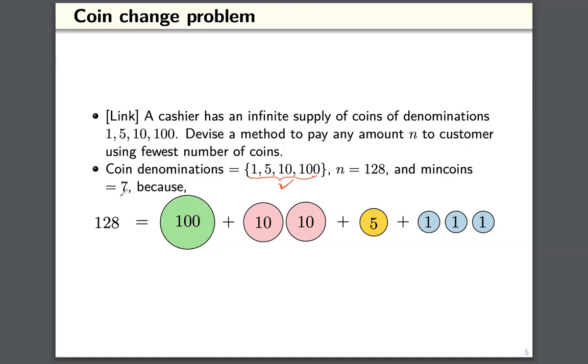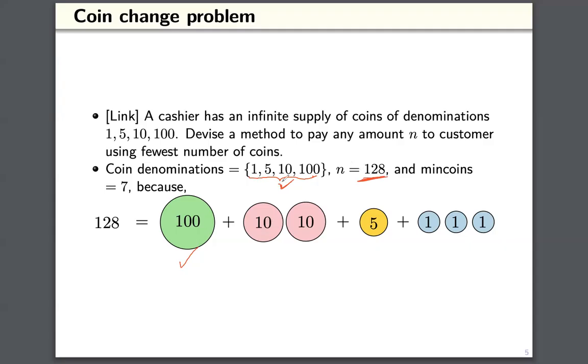Okay, min coins is 7. See, what is the simplest idea? What does a cashier do at a bank? Typically, they look at the maximum denomination. They remove from 128 as many copies of that maximum denomination as possible. So you can remove 100 only once. Okay, you remove it. So you have 28.